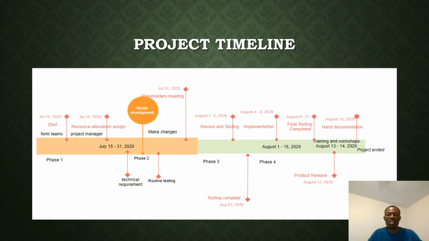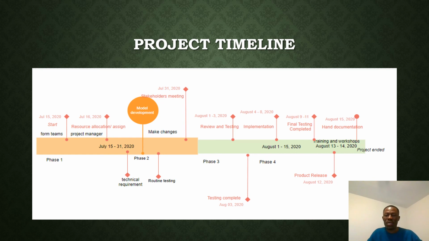It is subject to change and it can be revisited at any time. So that's why I designed the timeline this way. You realize that we have reviews and testing in phase 3, and then we have implementation also in phase 3. Implementation definitely goes with some form of testing, and that is why phase 4, which is basically assigned for testing, is also seen to have a little time overlap with phase 3.